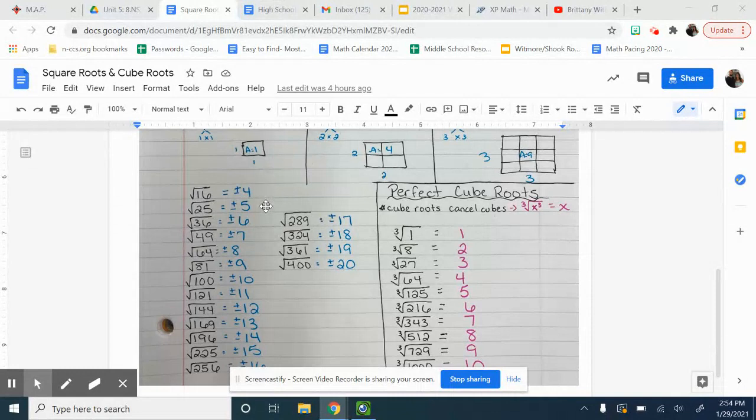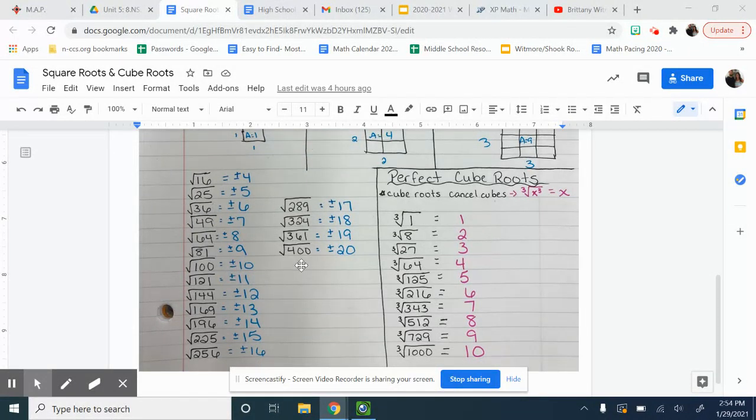Square root of 25 is positive or negative 5. Square root of 36, positive or negative 6. Square root of 49 is positive or negative 7. Square root of 64, positive or negative 8. Square root of 81 is positive or negative 9. Square root of 100 is positive or negative 10. And you will look at these all the way through the square root of 400, which is positive or negative 20. So these are just some that we've got to make ourselves familiar with, as they're the ones that we're really typically going to see.